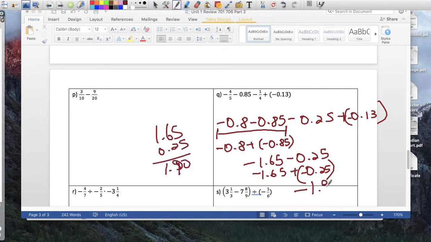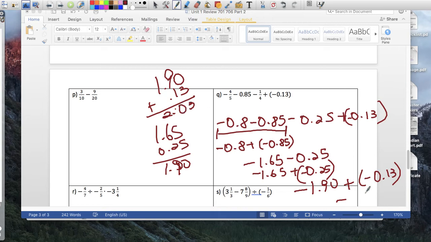Now you have negative 1.90, plus the last one, which is negative 0.13. Again, it's a negative plus a negative, which is going to be more negative. Think about $1.90 if you add 13 cents. You're going to get $2.03. Negative 2.03.